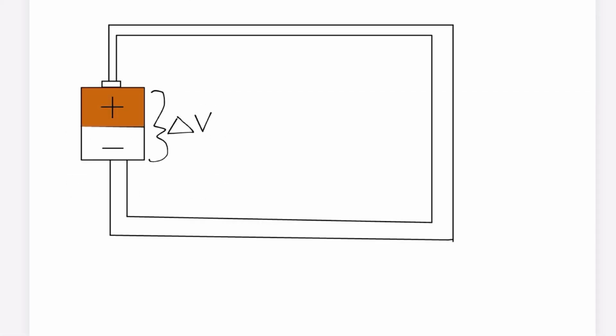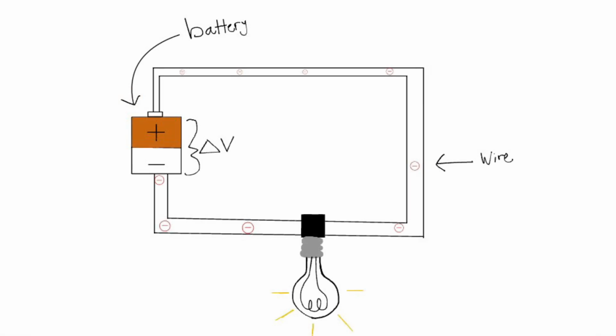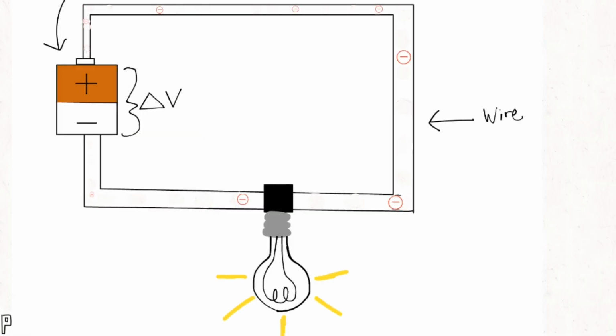If you take an object with a potential difference, such as a battery, and attach a wire to it, this will cause electrons to flow, lighting up this bulb and powering the world's technology.